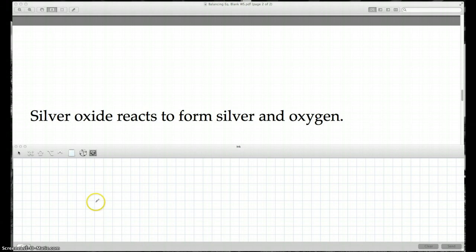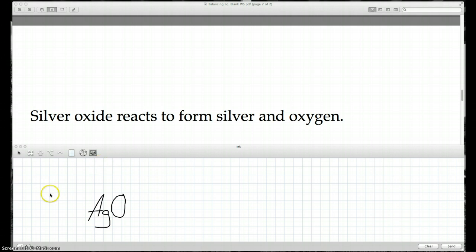So, symbol for silver is Ag, and it's silver oxide. There is no "and" or anything between here. It's silver oxide, two words right next to each other. So, that is a compound. And if we remember, if we don't have the prefixes, what do we have to do? We have to do the switch trick.